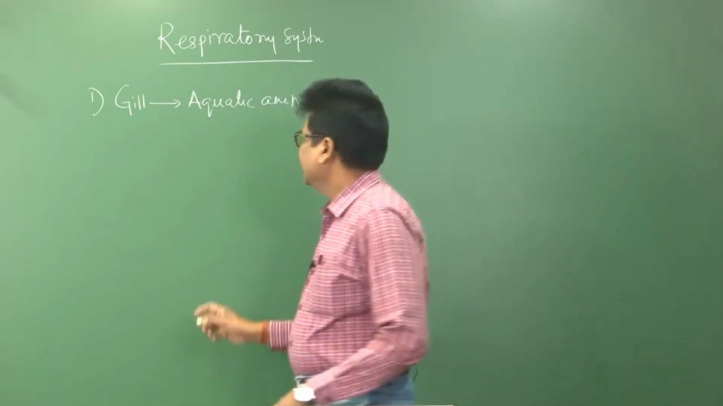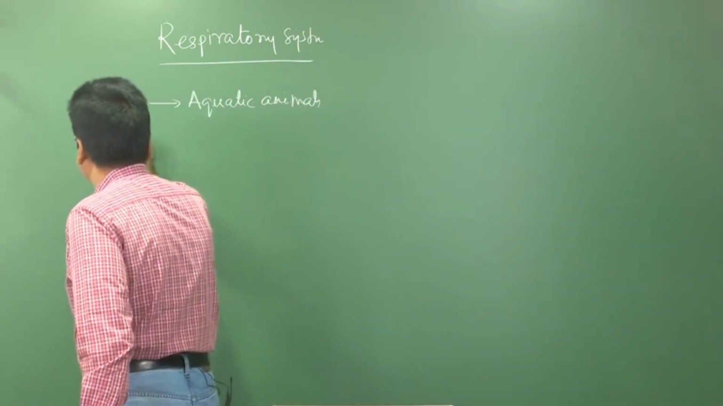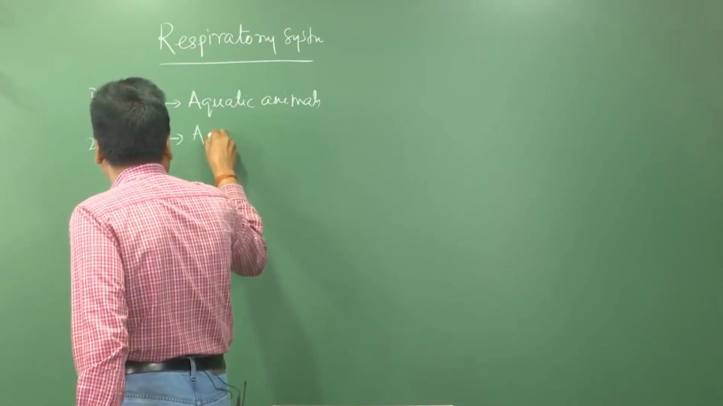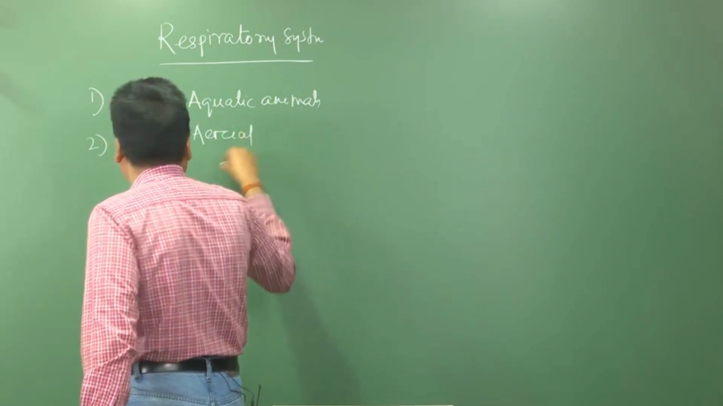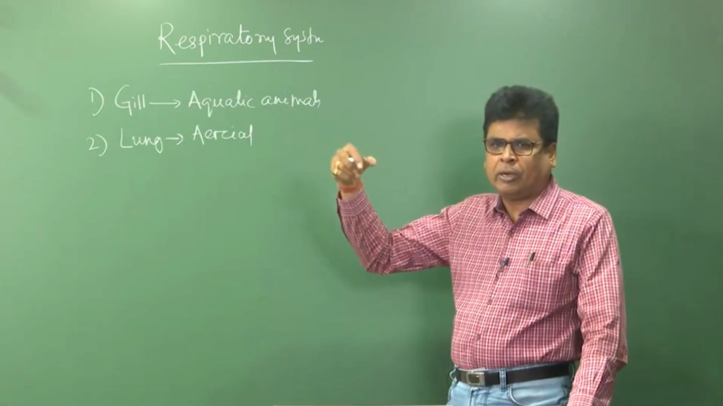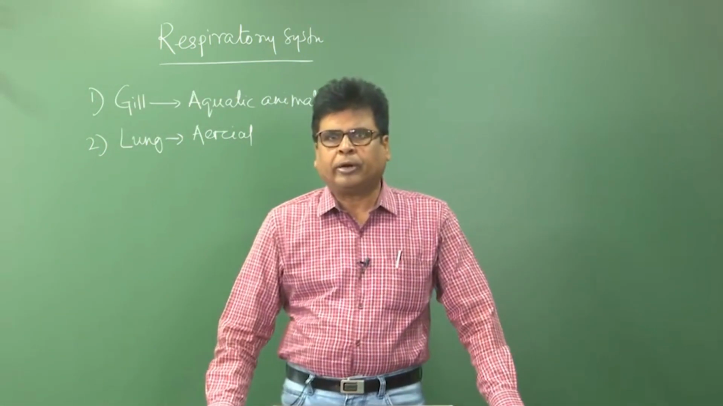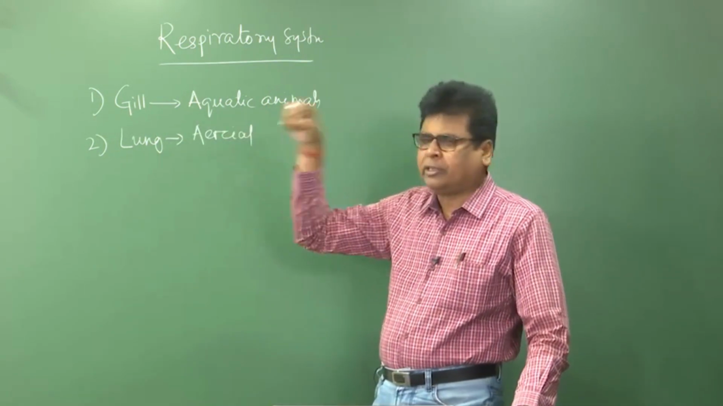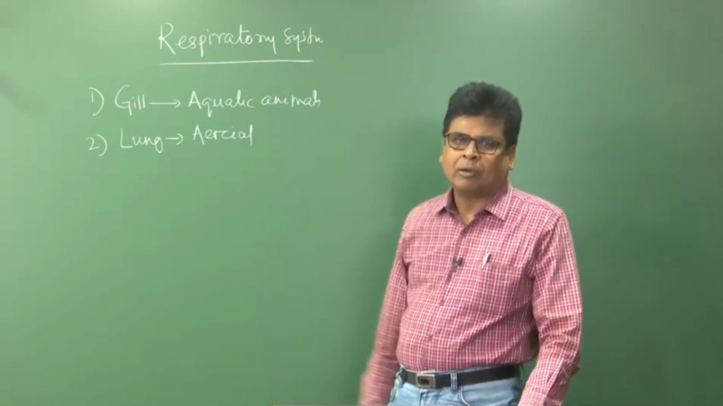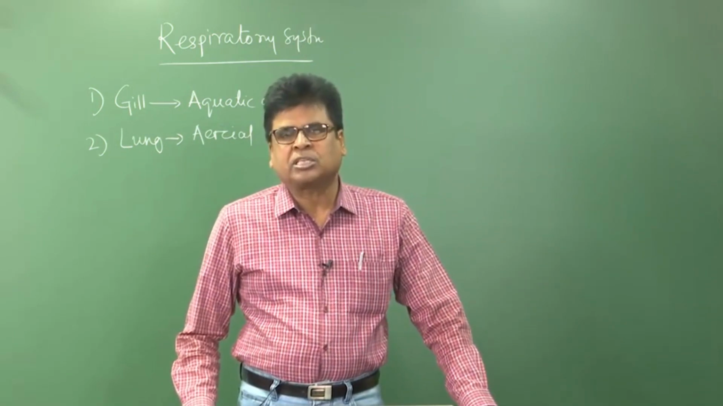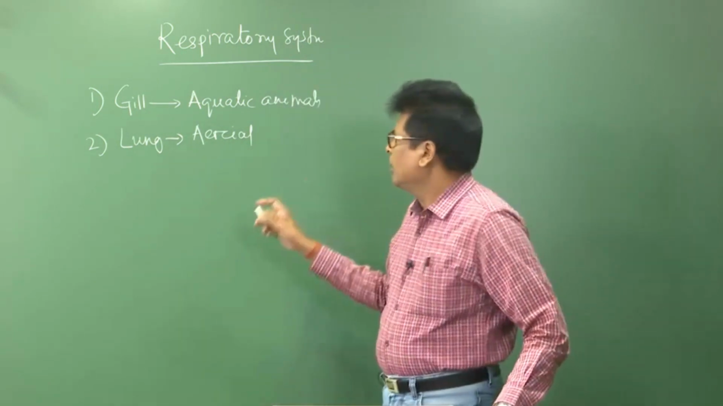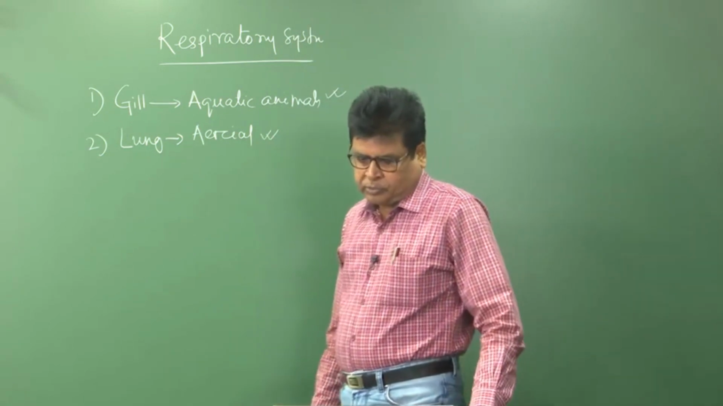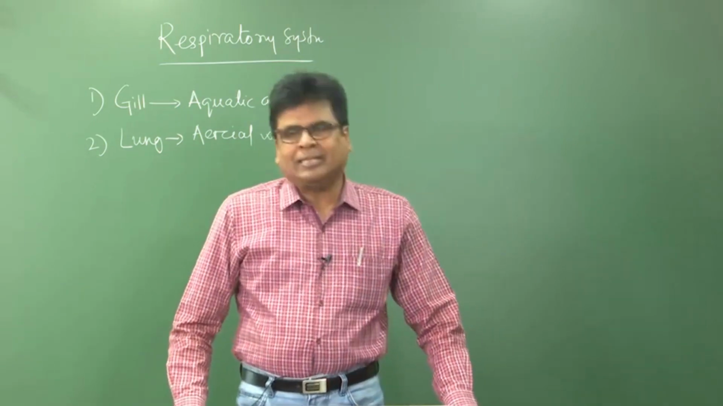And secondly, the lungs. The lung is an organ which is associated with aerial respiration, that means terrestrial, where oxygen will directly enter into the body. In the case of gills, the oxygen is dissolved in water, so that the animal will take the water and from this water extract the oxygen. So, gills are found in some animals and lungs are found in aerial animals, but both may occur in the same animal.